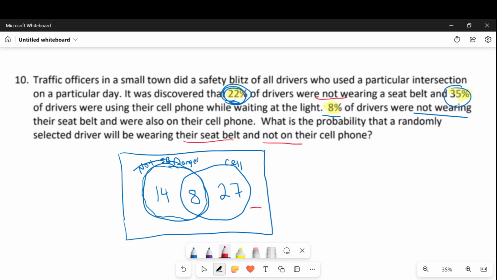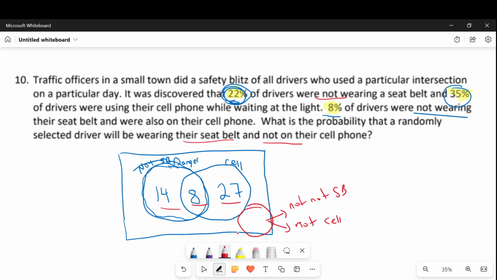So what I'm looking for are the people who are not wearing their seatbelts. So in other words, they're not in the dangerous seatbelt situation, and they're also not on their cell phone. So they're not doing any of those bad things. Right? These are all considered to be bad things when you're driving. And so these are the people who are like, yay, thank you for not risking everyone's lives. So how many people would go in this spot?